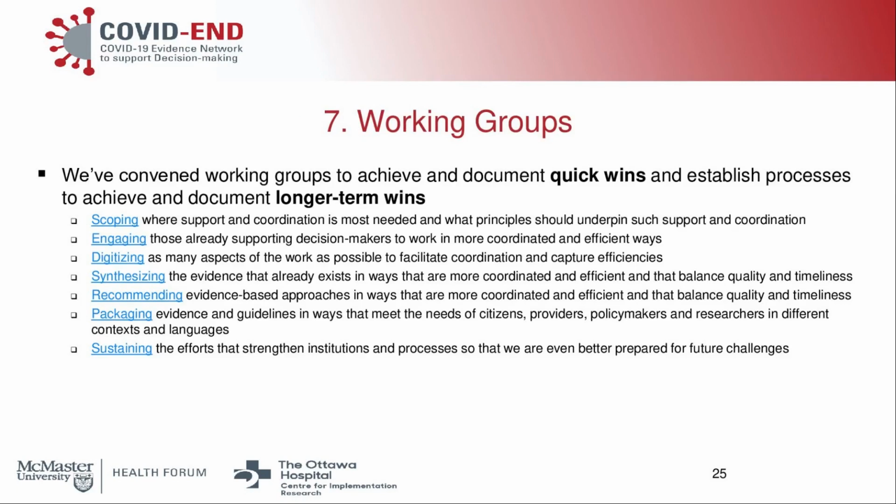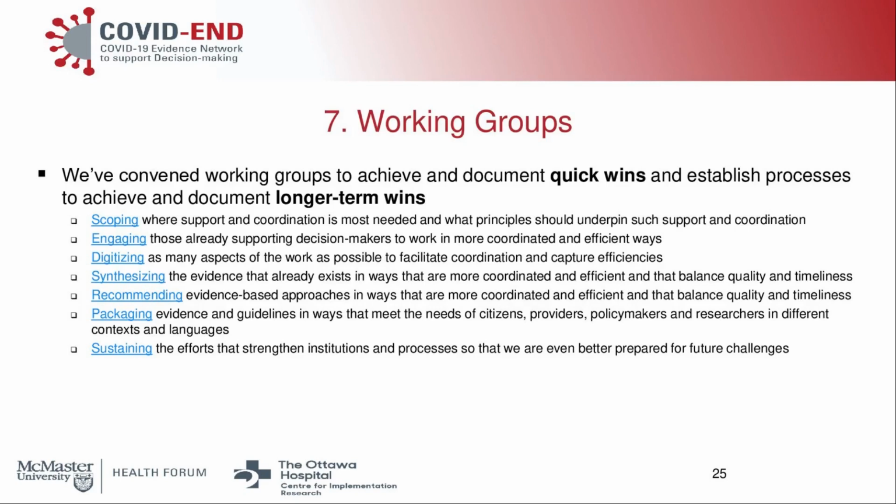I just want to talk to you a little bit about the working groups. So 7 working groups evolved from COVID-19. I'll just quickly go through them, and the goal was to achieve and document quick wins and get processes up, and hopefully to support some longer-term wins. So the scoping working group is there to support and coordinate what is most needed and what the principles should be to underpin COVID-19, and they've been very helpful to the rest of the working groups and for when the partners come together, to help keep us grounded in what it is we're all collectively trying to achieve.